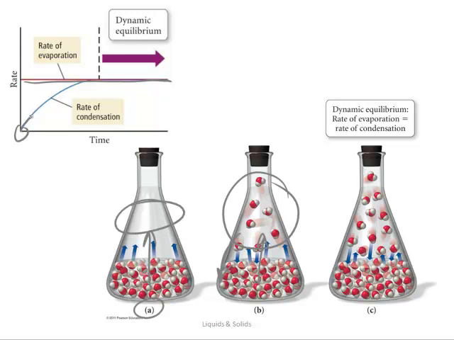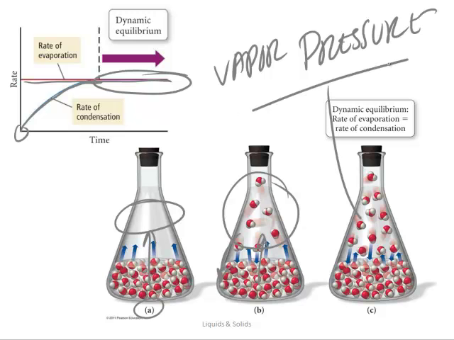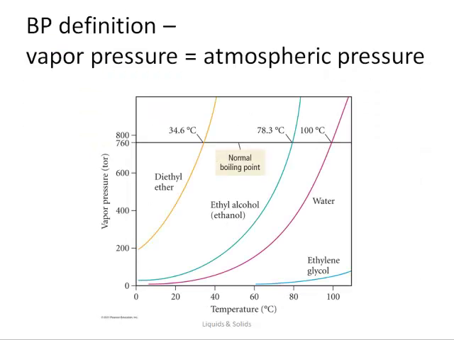So the rate of condensation increases as a function of time. When the two rates equal, which is the definition of equilibrium, rates of the forward or reverse reactions are equal. When they equal out, we can measure that pressure, and that is our vapor pressure. The pressure of the gases in a closed container after it's reached equilibrium. And when we refer to the boiling point of a substance, what we're referring to is when the vapor pressure equals the atmospheric pressure.